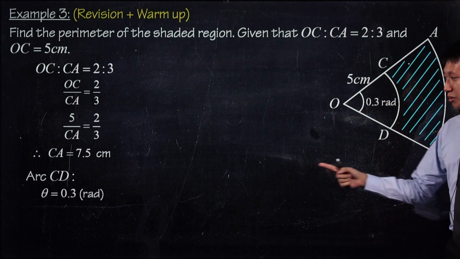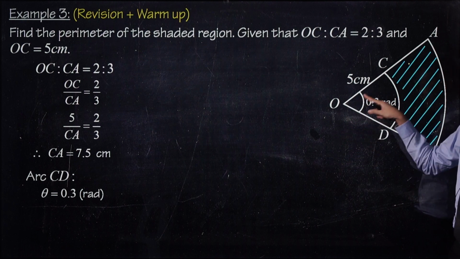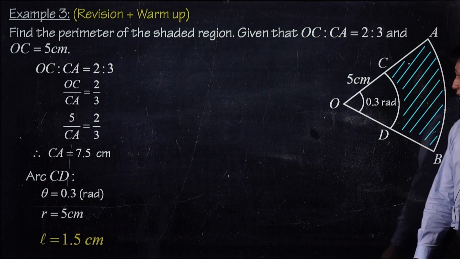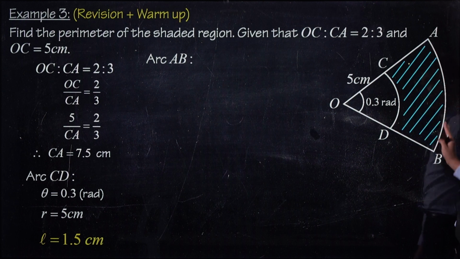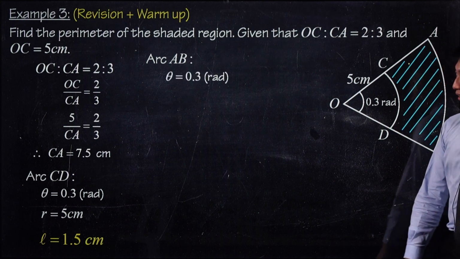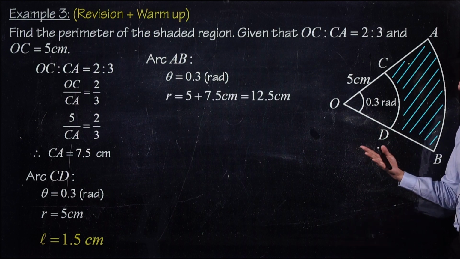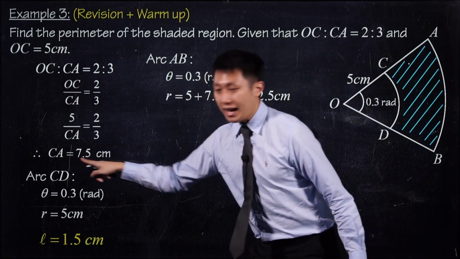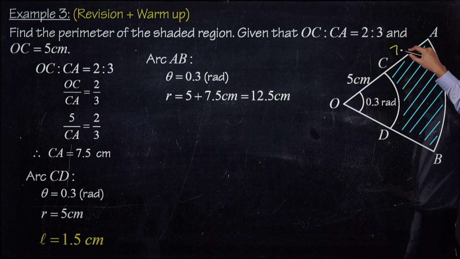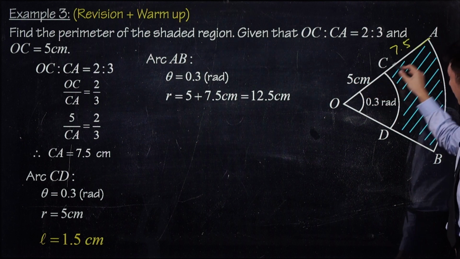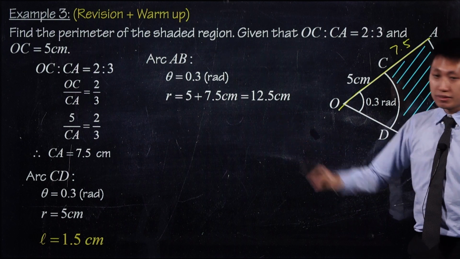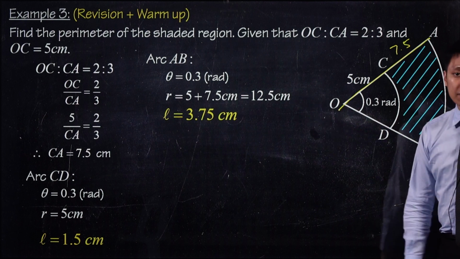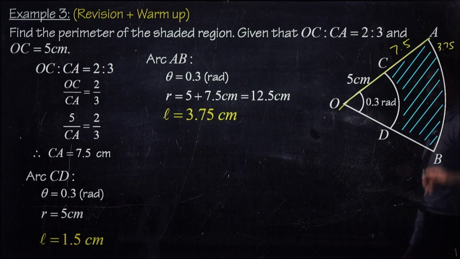Now I move on to talk about arc CD. For arc CD, 0.3 is the data here. Multiply by 5 cm, so I get 1.5 cm. Next, arc AB. Theta is 0.3. Then R is what? 5 plus 7.5. Just now we found CA is 7.5, and this one plus this one is the whole length. The whole length is 12.5, so R is 12.5. Then the arc length is 3.75.